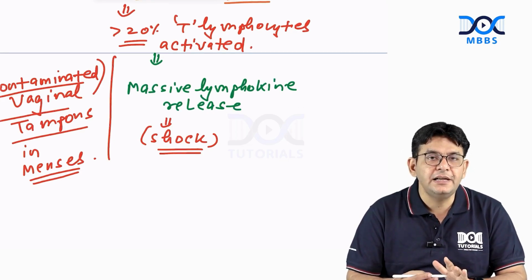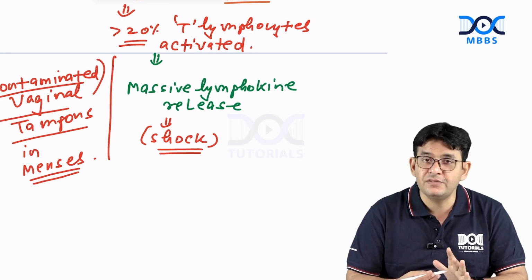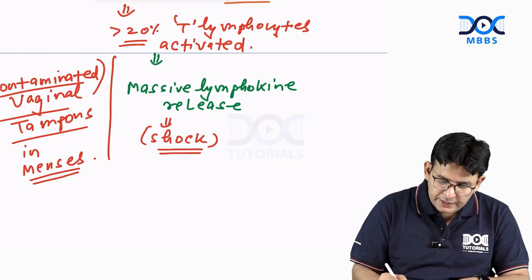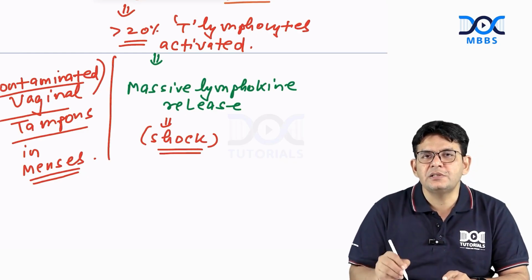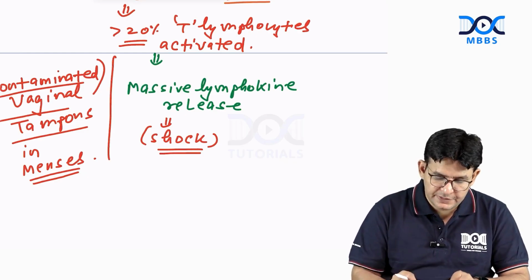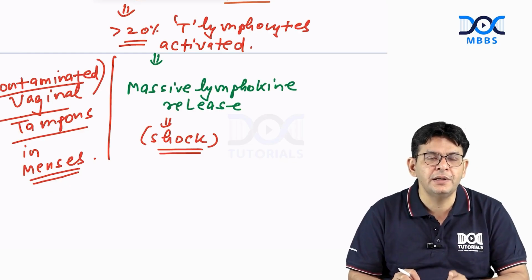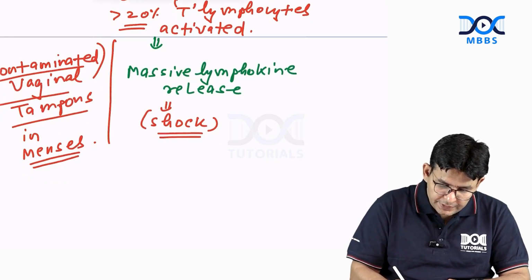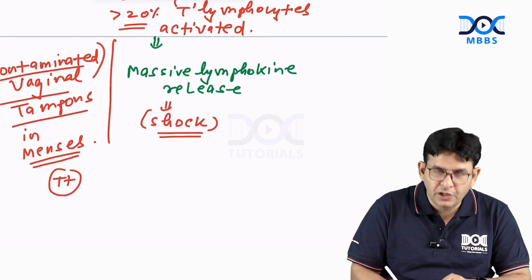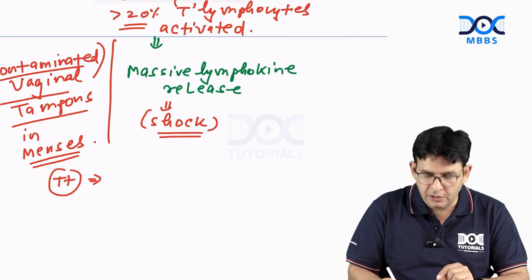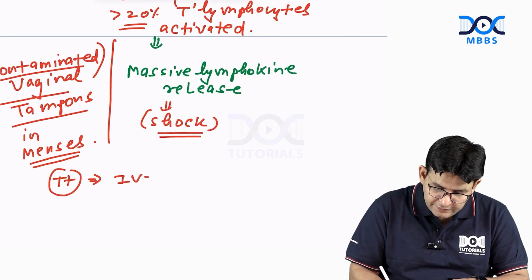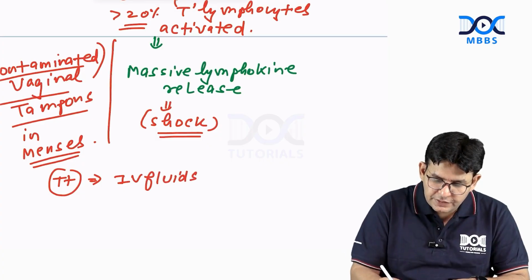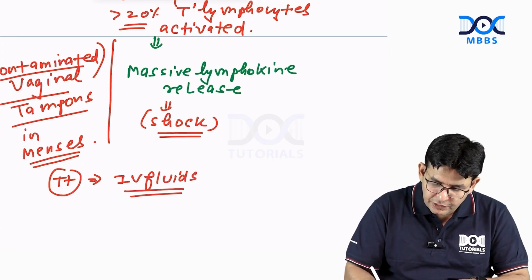The answer is TSST1 toxin behaves like a super antigen and thereby leads to what? This toxic shock syndrome in these particular females who have used what? Contaminated vaginal tampons. Okay. Then in this shock, hypotension happens. So obviously, what will you give? IV fluids. And along with these IV fluids, what will you give? You will give clindamycin.